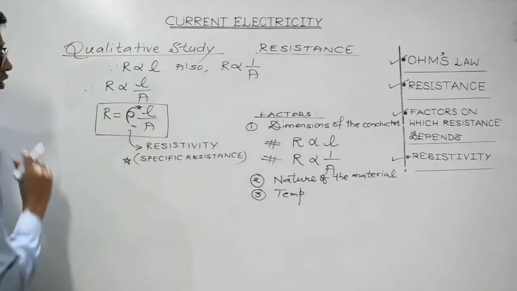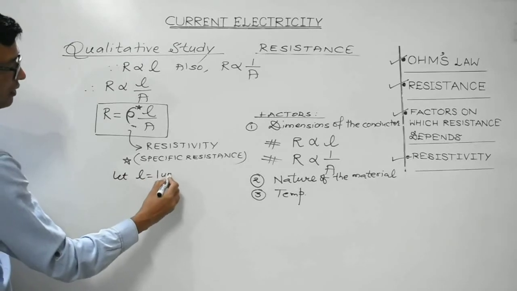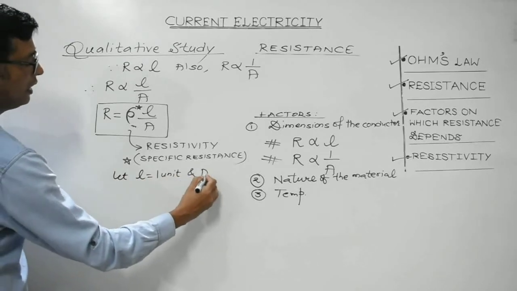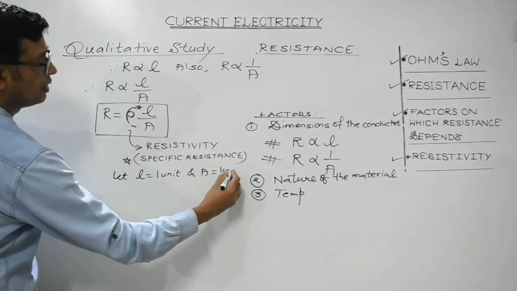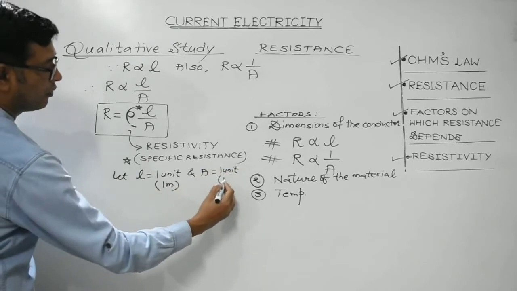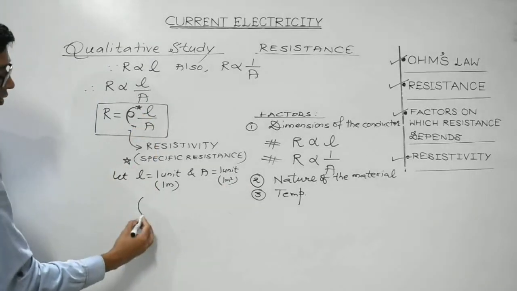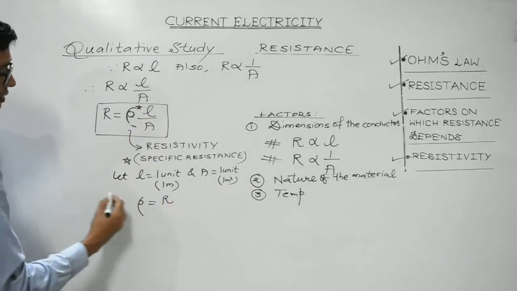So mathematically, how do you define it? Let L equal 1 unit and A equal 1 unit. In SI, it would be 1 meter, and in SI the area would be 1 meter square. Then if L is 1 and A is 1, rho would be equal to R.